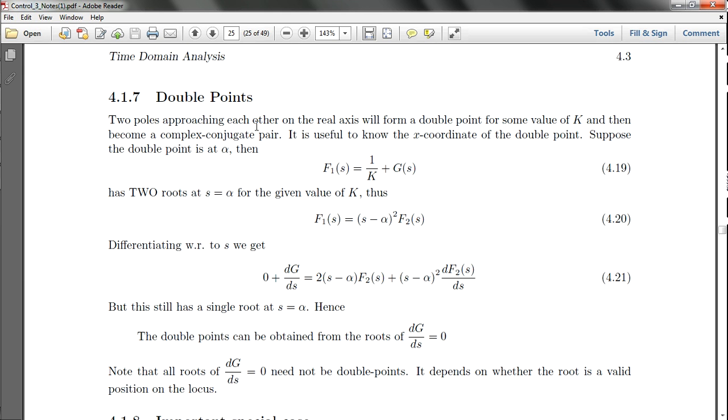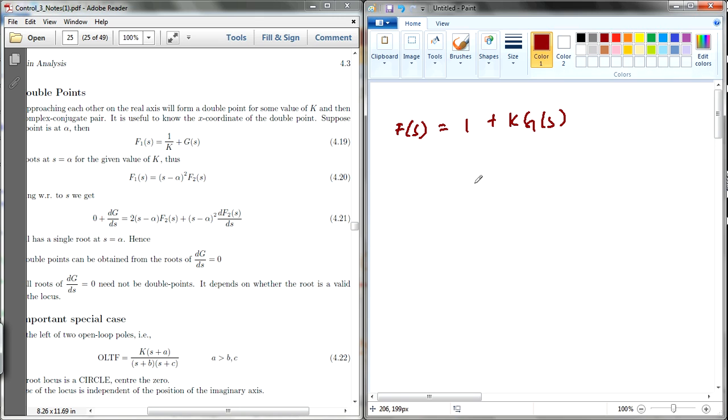So this double point, how does all this come about? Let me show you. Remember, the characteristic equation is 1 plus kG(s), right? I'm not going to repeat why, you should remember already. In order to change it, just rearrange only. So I divide the whole equation by k. Simply put, I didn't change anything yet. I'm just trying to remove the k. I'm just trying to rearrange such that it becomes 1 over k plus G(s), which is this one.